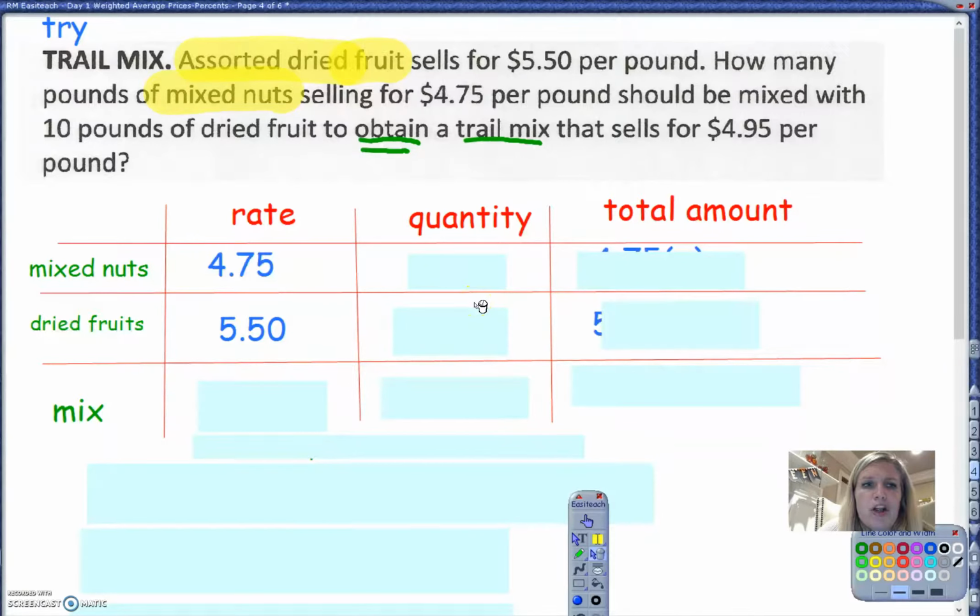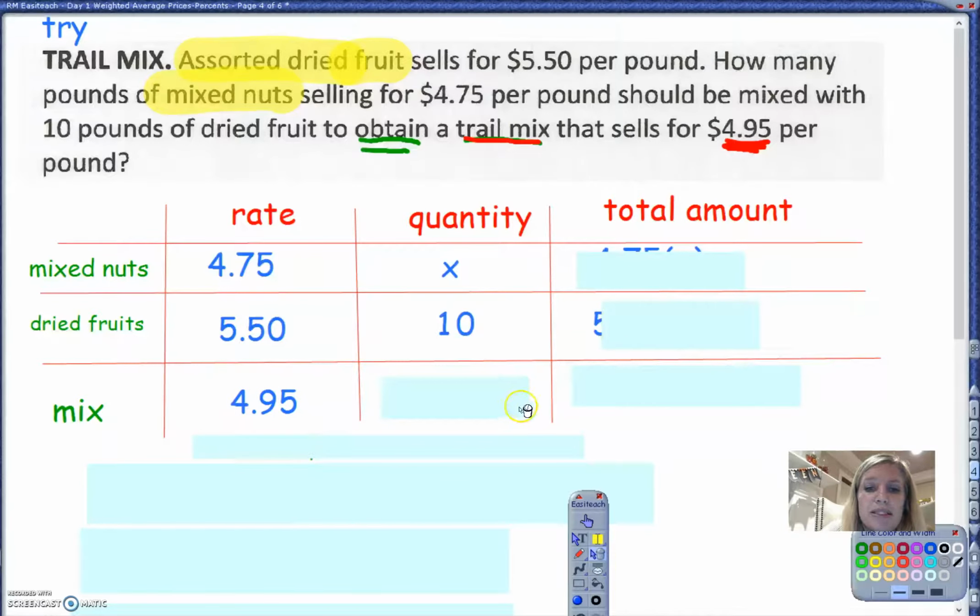Quantity. So now we're going to look around. It says $4.75 per pound should be mixed with 10 pounds of dried fruit. Okay, so dried fruit, 10. How many pounds of mixed nuts? That's your X. We don't know that. Okay, so let's fill in. We know that the total amount of the mix is going to be this right here. It's the trail mix. It sells for $4.95. That's going to get filled in there.